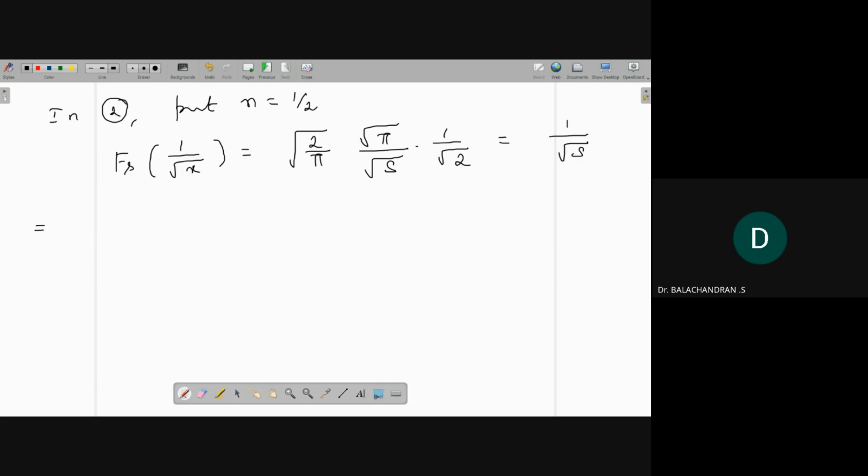This implies 1 by root x is self reciprocal under Fourier sine transform.